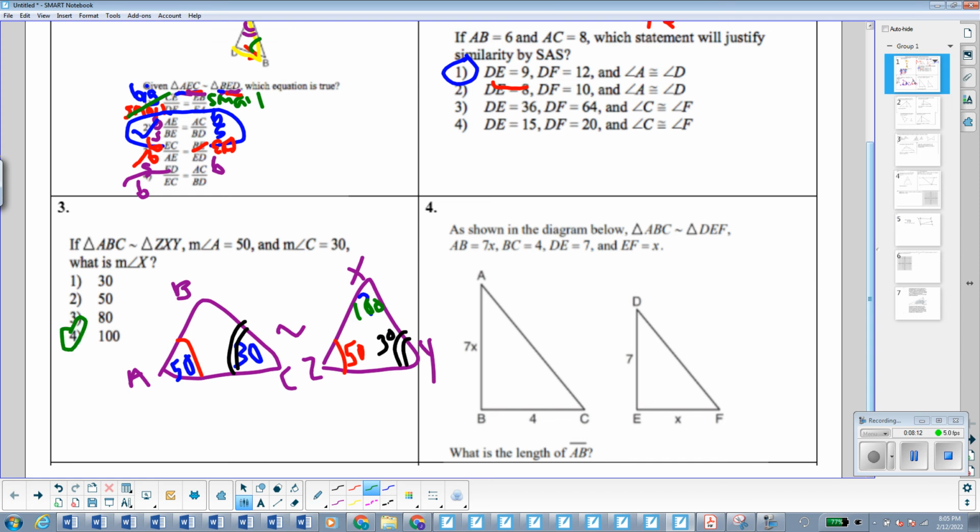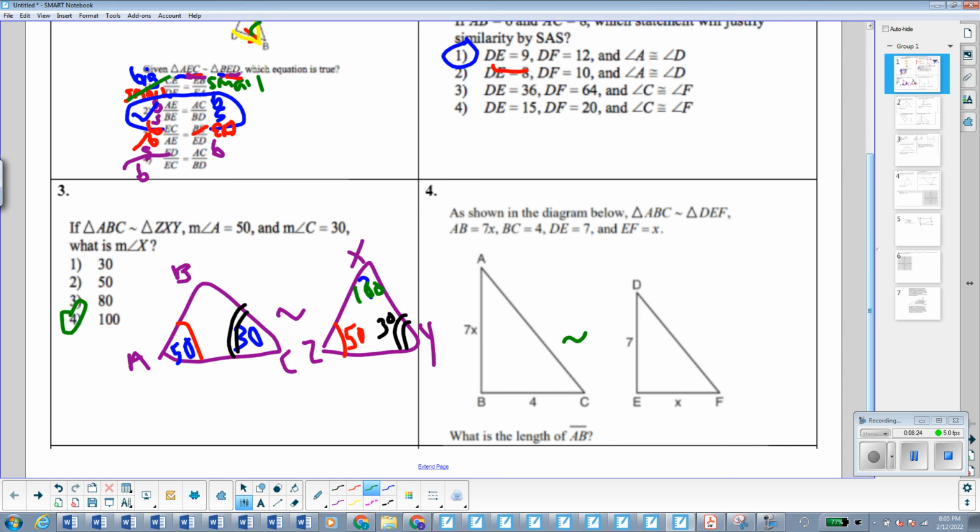In question number 4, we're told that the two triangles, ABC and DEF, are similar to each other. We're told that AB is 7x, BC is 4, DE is 7, and EF is x. And what we need to do is find the length of AB. So if we can find x, then we can plug in to 7x and find what AB is. So I'm just going to set up a proportion because we do know that the corresponding sides of similar triangles are in proportion. So let's start with AB.